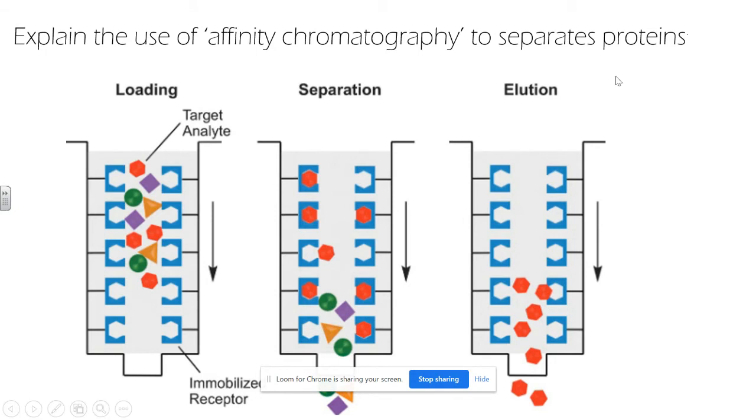So you can see here the hexagons are able to stay within the column because they're bound to the receptor, and all the other ones, your squares and circles and triangles, they go right through. So we can elute out, the verb, all the ones that won't stick, and then separately we can now release the desired proteins and they've been separated or purified from the original sample.